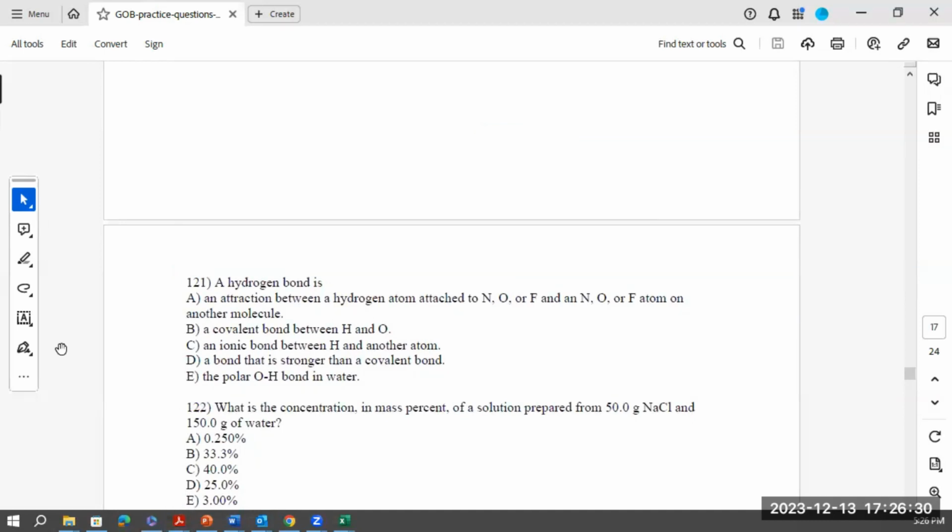A hydrogen bond, you're not going to get anything like this, but you guys should be able to figure this out, right? It's an attraction between a hydrogen atom attached to nitrogen, oxygen, or fluorine, and nitrogen, oxygen, or fluorine on another molecule. So the correct answer is A.